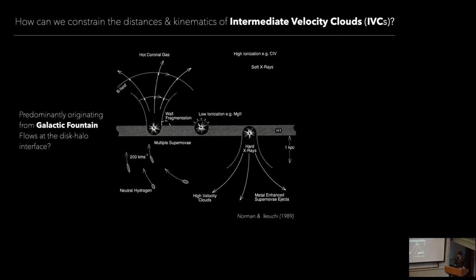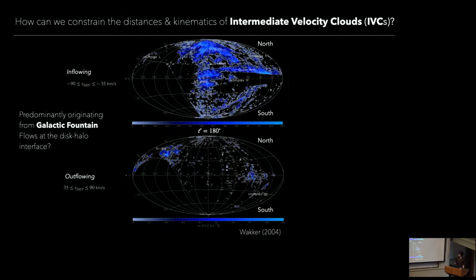So it's this returning or ejected flow that people tend to think may be responsible for this population of IVCs. We've known about these IVCs for over 50 years, and we've additionally known about 2 major asymmetries in the IVC sky that I want to draw your attention to. The first is that there are many more IVCs in the galactic northern hemisphere than in the galactic southern hemisphere. The second is that there are many more inflowing IVCs than outflowing. So far, it's been difficult to pin down a comprehensive explanation for these 2 asymmetries.